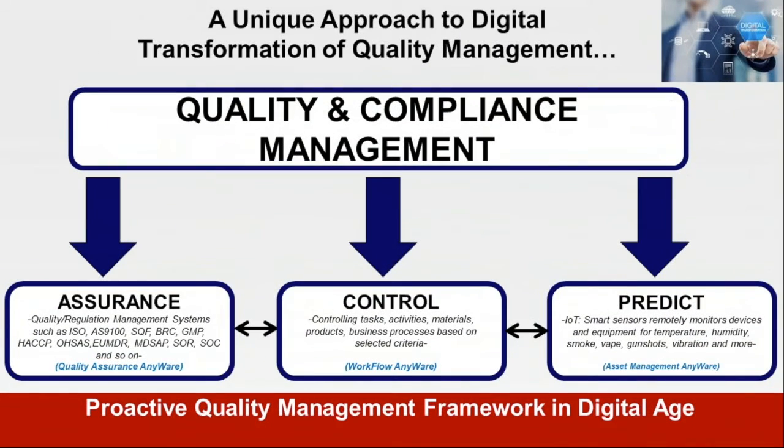So keeping this in mind, we put this framework together. We call this the proactive quality management framework. And this framework has three parts: assurance, control, and predict. Assurance refers to your quality management system. In this particular case, we are talking about ISO 13485. And the second part is control.